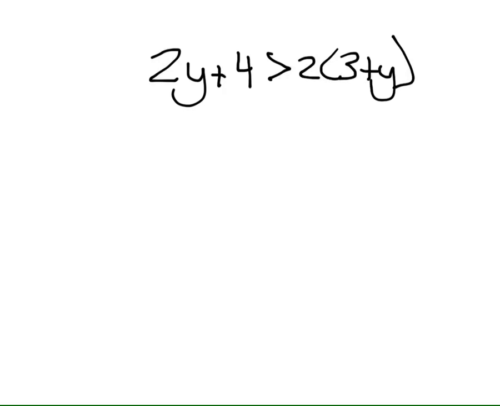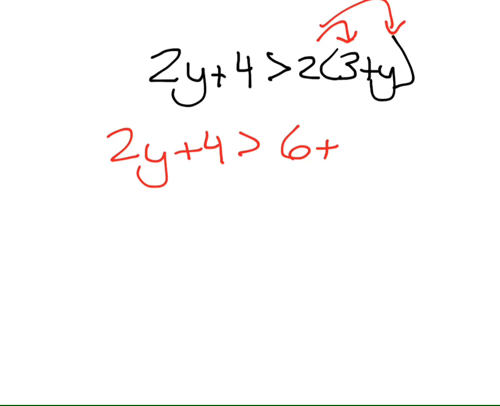Try this one here. Bunch of us got a good jump on it. Looks like we're on the right track. So we're going to distribute that 2 to get rid of the parentheses. It looks like most people did that. Distribute the 2. So we're left with 2y plus 4 greater than, should have 6 plus 2y, right?